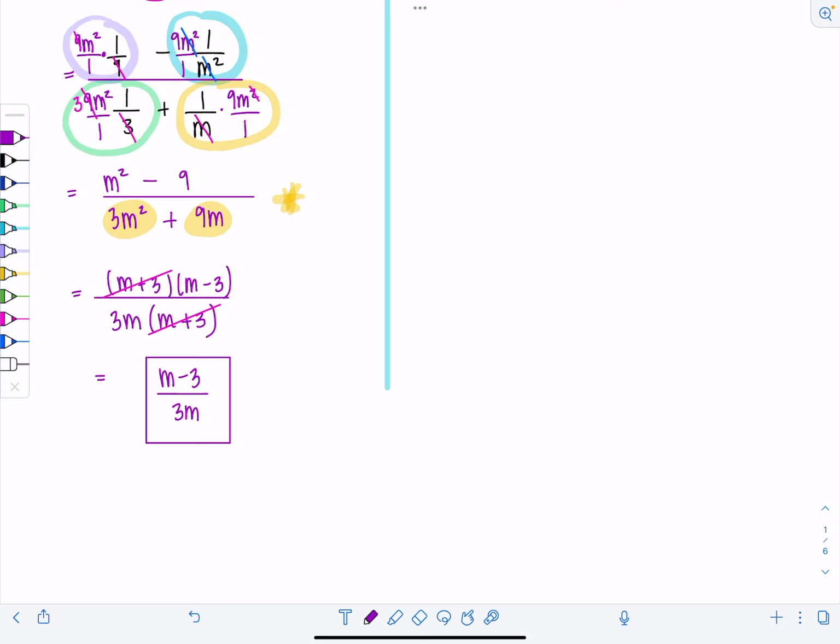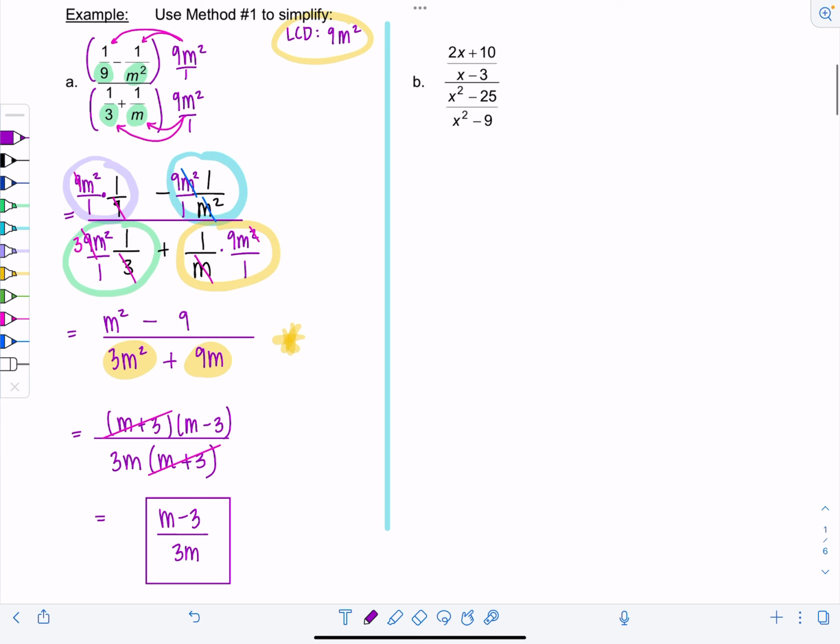All right, good. Let's look at another example, a little bit different. Here we have 2x plus 10 over x minus 3 over x squared minus 25 over x squared minus 9. So remember, when we find the LCD, we have to look at the minor denominators. What are the minor denominators? They're the denominators of each of the fractions from the numerator and denominator. And I can't quite find the LCD right now because x squared minus 9 isn't fully factored. So let's go ahead and do that first.